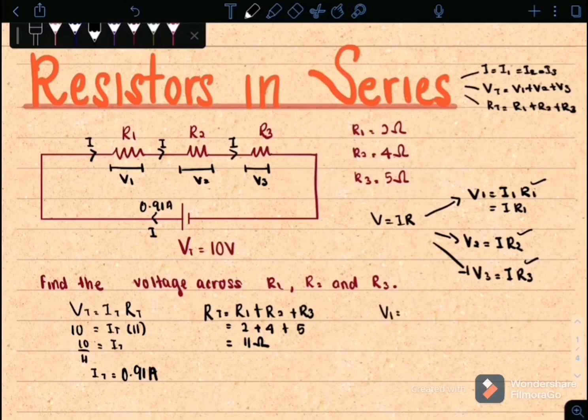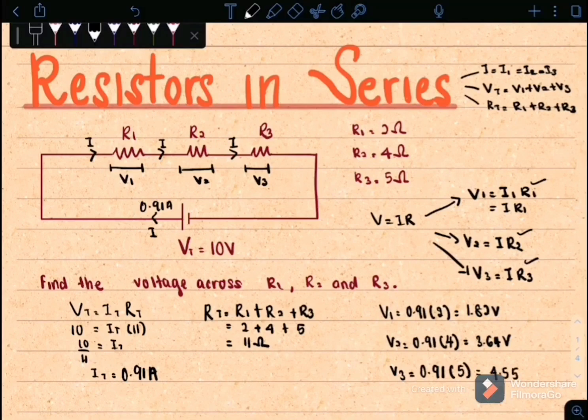So now I can find my V1 as 0.91 multiplied by R1, which is 2 ohm. I'll get my V1 as 1.82 volt. And my V2 now becomes 0.91 multiplied by resistor 2, which is 4 ohm. I'll get 3.64 volt. And the same thing for my V3, which is I, 0.91, multiplied by R3, 5, I'll get 4.55 volt. So these are my voltages across each of the resistances.